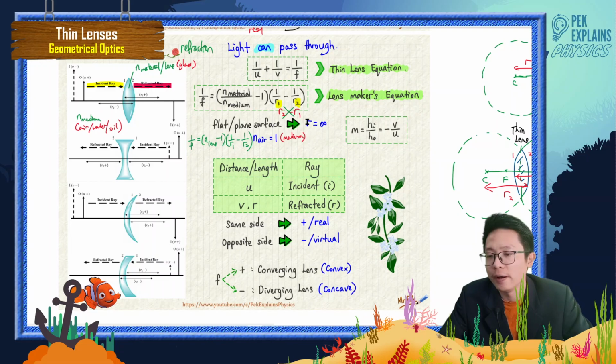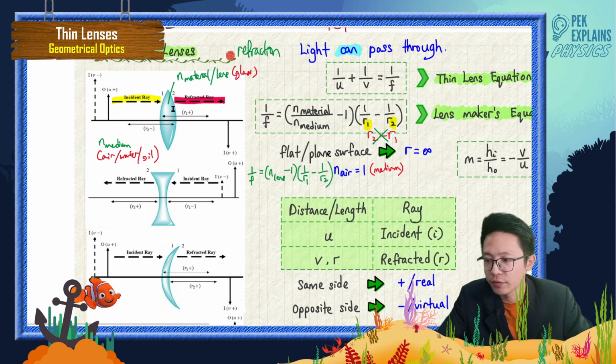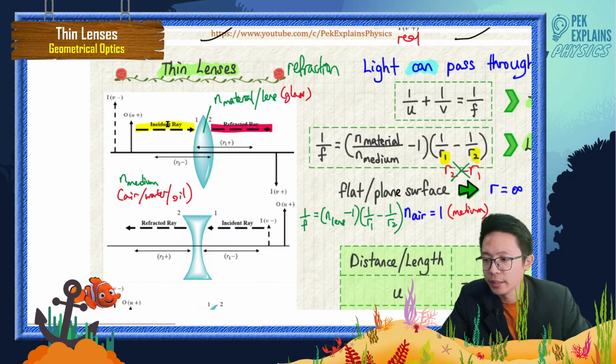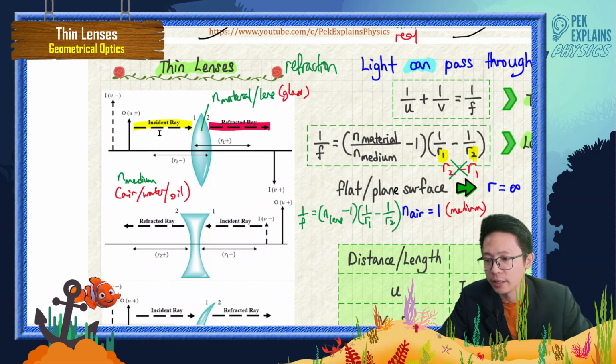Very simple. If you look carefully, you need to know where is the object first. Like this lens is over here, so this object is at here. The first surface it encounters is the first surface. And then the second surface for the refracted ray, it is the second surface, or R2. I can say like that.